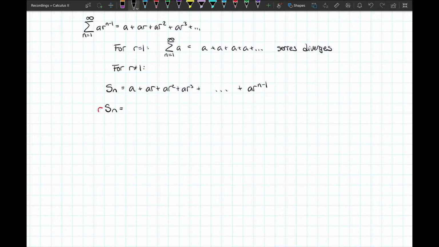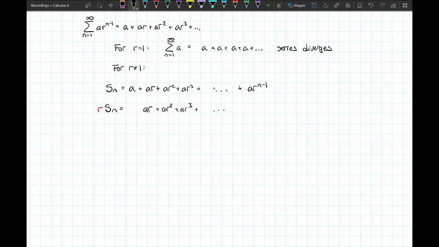When we multiply by r, we're going to have to multiply each of these individual terms. Our first term, a, on the right-hand side, gets multiplied by r, and that becomes ar. Ar gets multiplied by r, and that becomes ar squared. Ar squared multiplied by r is ar cubed. Ar cubed multiplied by r is ar to the 4. But this is where I'm going to go ahead and say that we can understand the pattern already.